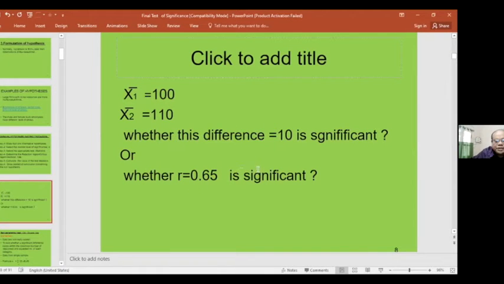Or if r is 0.65, whether r is significant or not. If it is significant, then in reality there is a relationship between advertising and sales. And if it is not significant, then this is by chance. You ignore the fact that there is a relationship. Not significant means not so important, forget it. Significant means important; you take it into consideration while you take a decision.